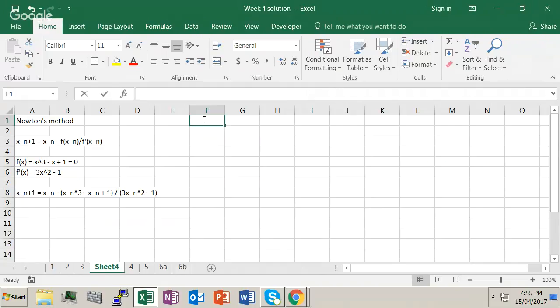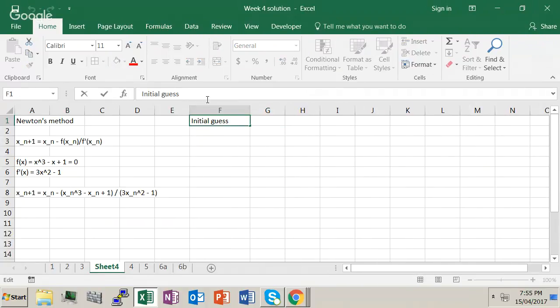I'll create a spot that contains our initial guess, and that's called x0. Our initial guess will be 1 in this case. In order to obtain a good initial guess, I would always highly recommend that you create a simple plot. And this plot allows you to visualize where the root may possibly lie. The root will be where your curve intersects the horizontal axis.